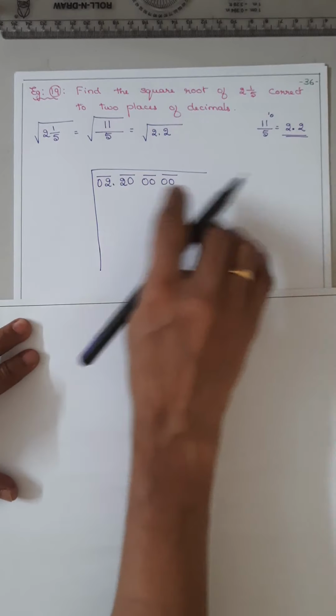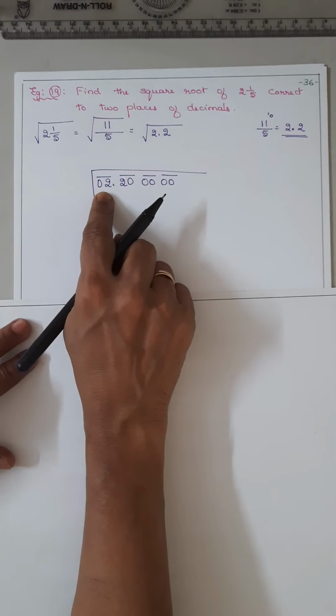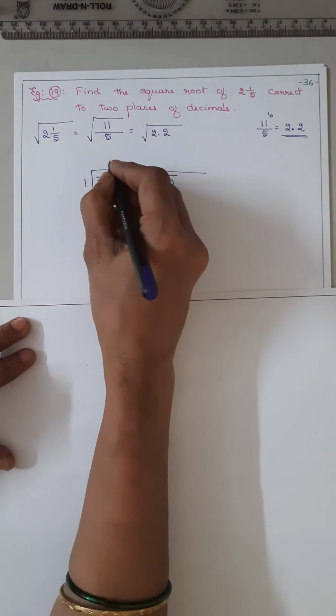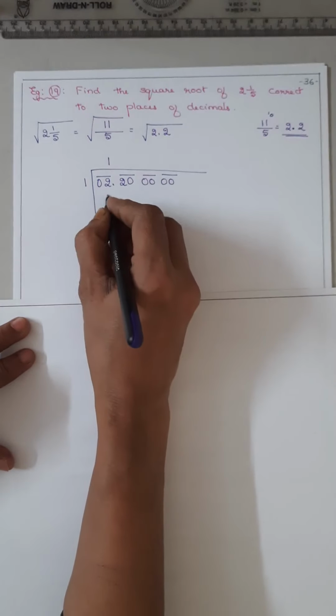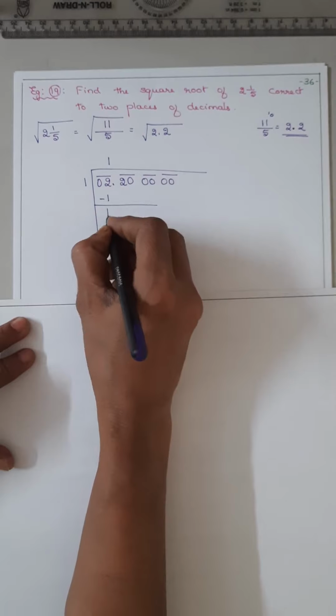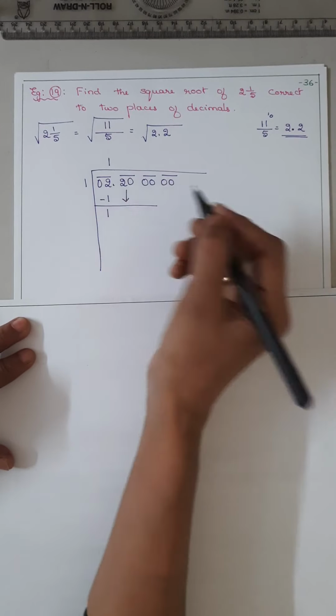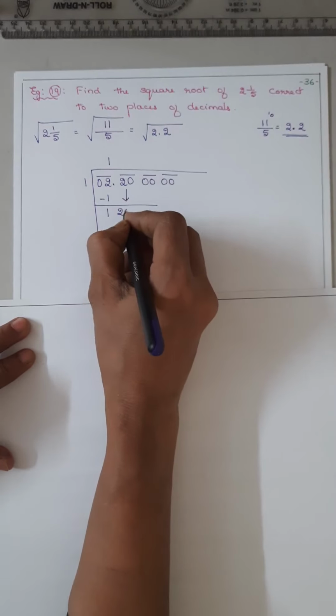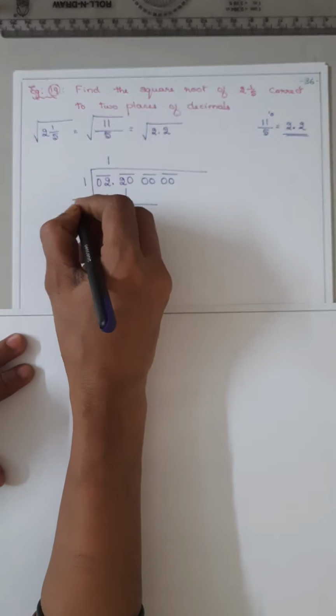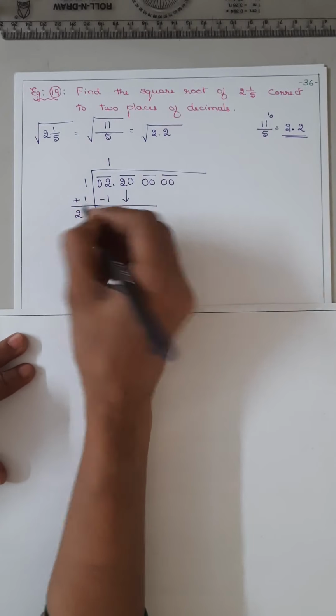Okay. Now this number is 2. So we can put only 1. Yes or no? 1 1s are 1. You got 1 as the remainder. Now bring this 20 down. Add 1. You got 2.